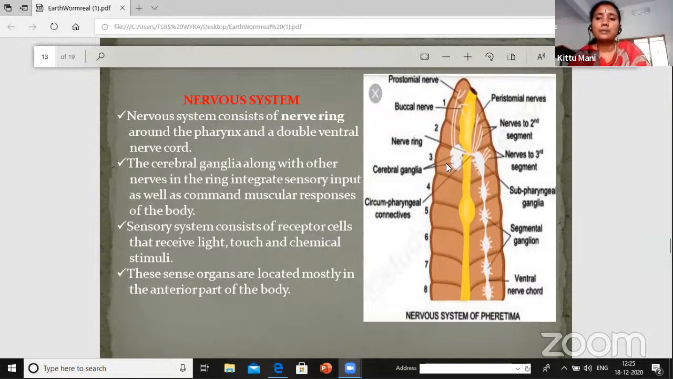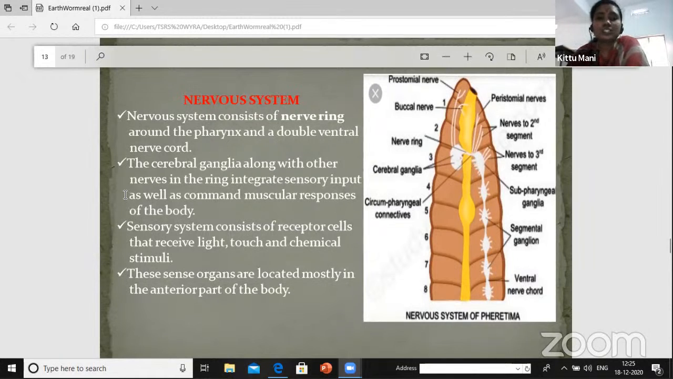Ganglia means a mass combined in bunches, a gang. Here the cerebral ganglia are used for the coordination of the body and the muscular responses. In the earthworm, for which purpose is the cerebral ganglia used? Commanding the muscular responses.